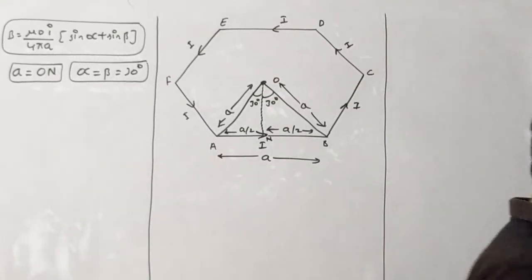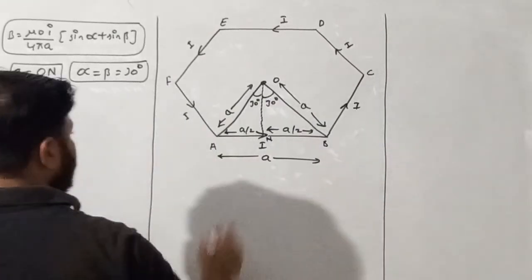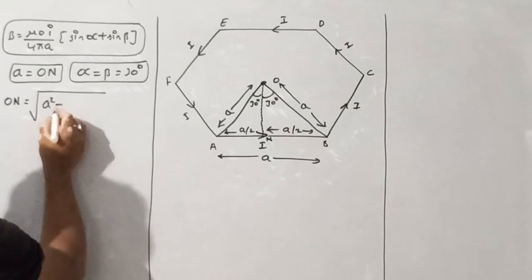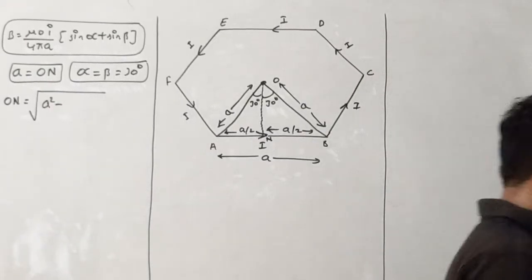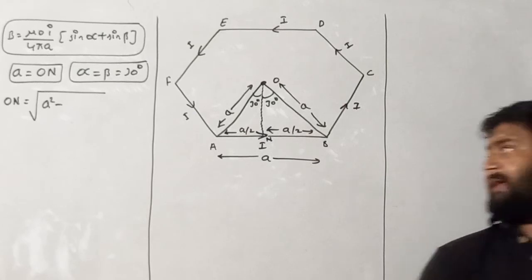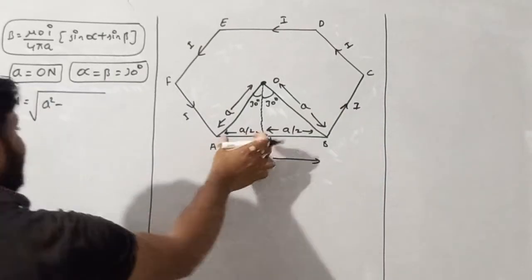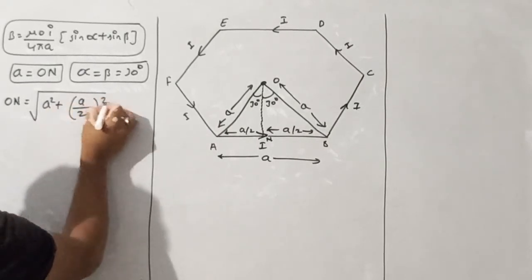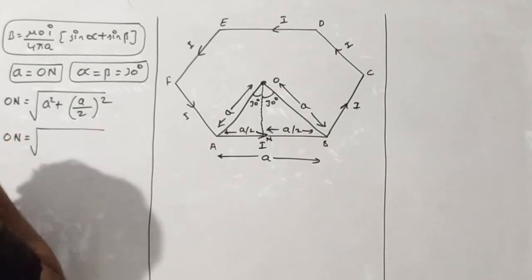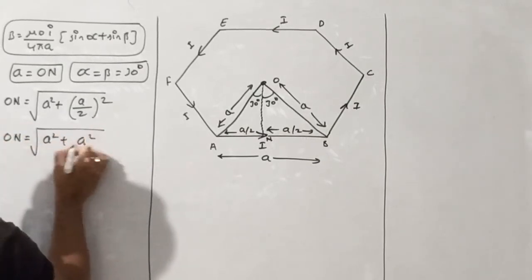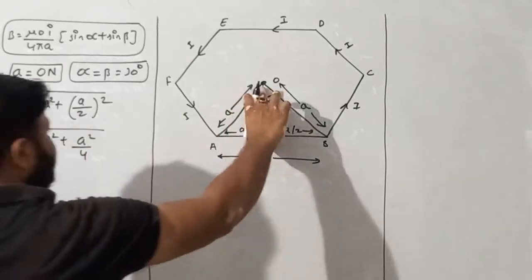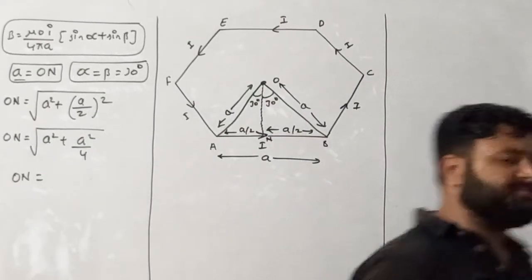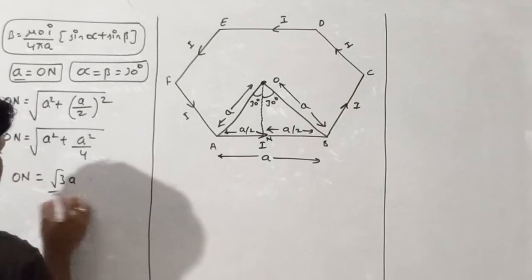So this side can be found by applying Pythagoras. ON is nothing but the under root of A square minus A by 2 squared. So ON becomes equal to under root of A square minus A square by 4. ON is basically the distance which is given in the formula in the form of A. So after solving this, what we'll get, my dear student, is root 3A by 2.